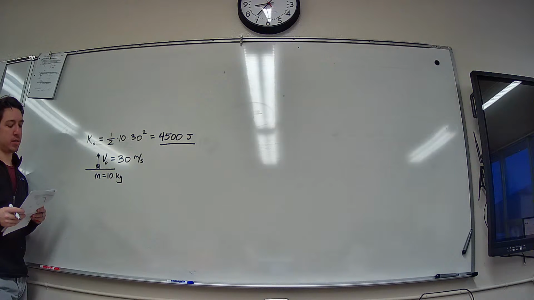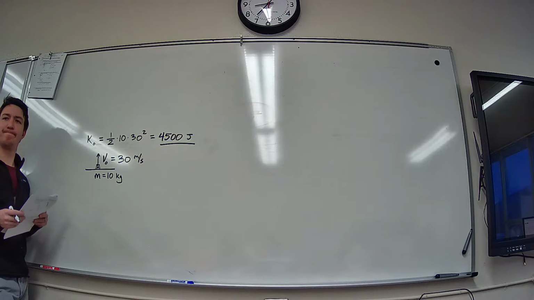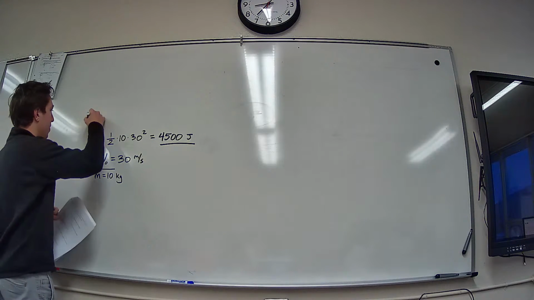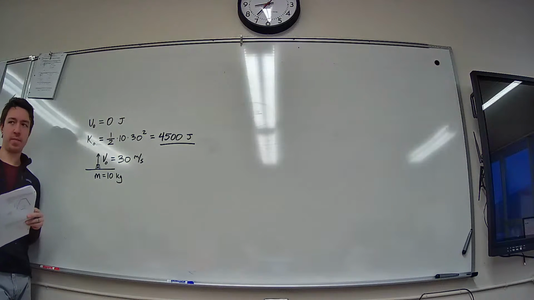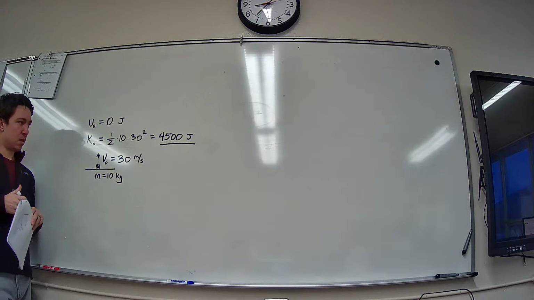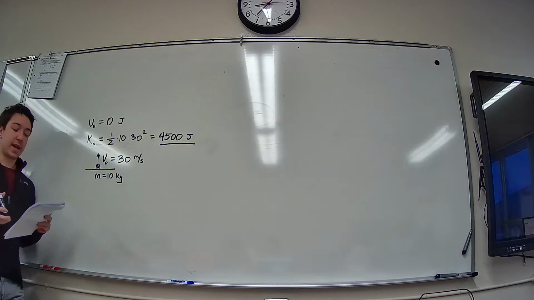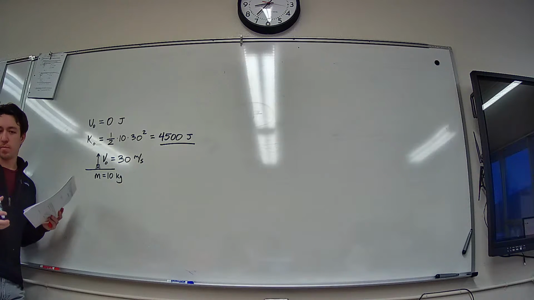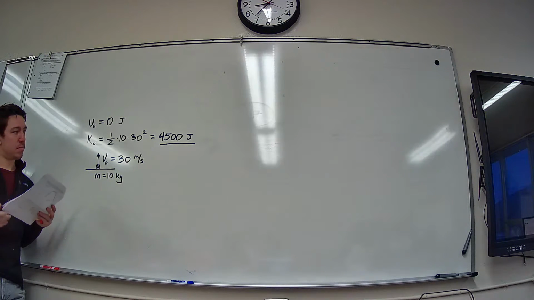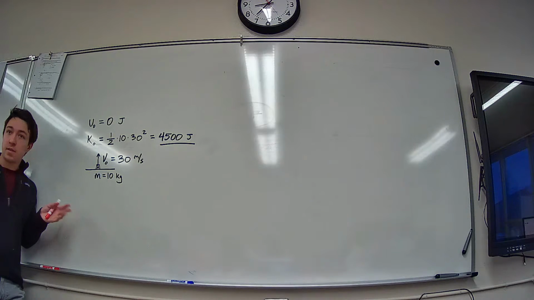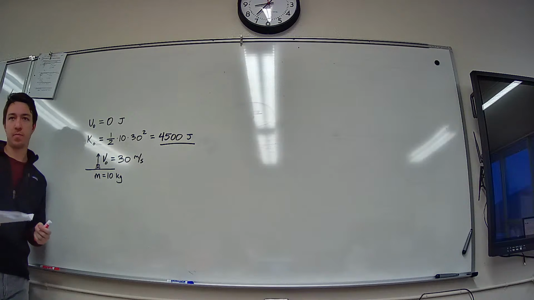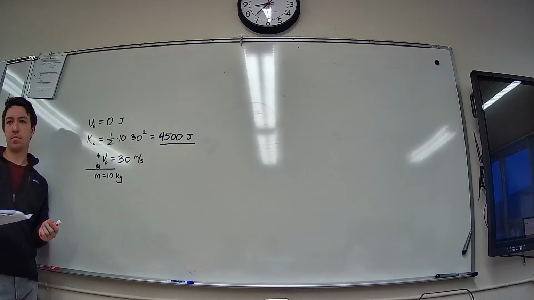What's the potential energy if your height is 0? 0. Are there any questions on that? So right now, what's the total energy of the system? 4,500 joules. If you want to think more broadly, where did those joules come from? Where did that 4,500 joules come from?